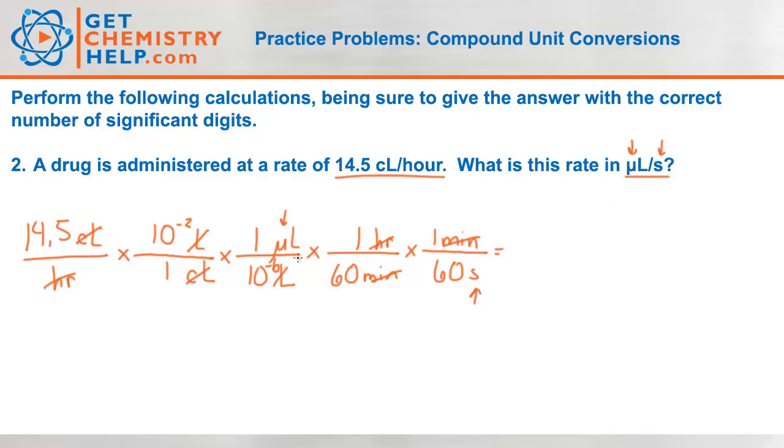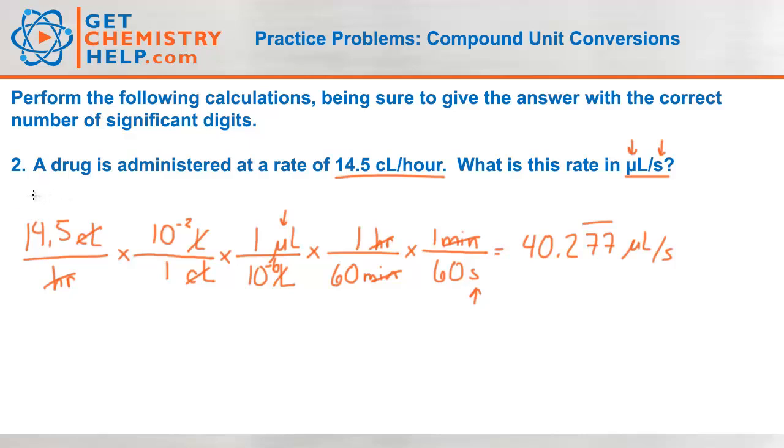Okay, well now it's just a matter of putting it into our calculator. So again, multiply by the top, divide by whatever's on bottom. So 14.5 times 10 to the negative second divided by 10 to the negative sixth divided by 60 divided by 60. And when I did that, I got 40.277, repeating, microliters per second. Okay, well, how about our significant figures?